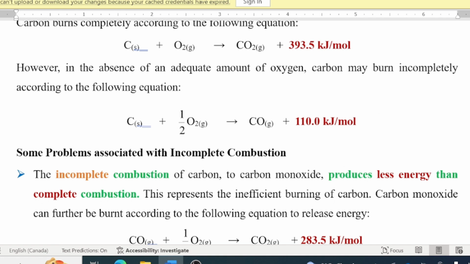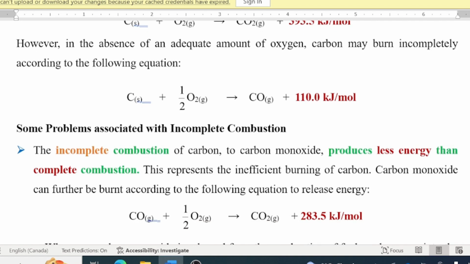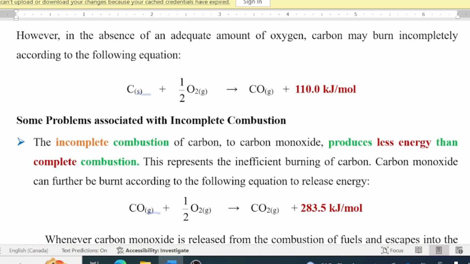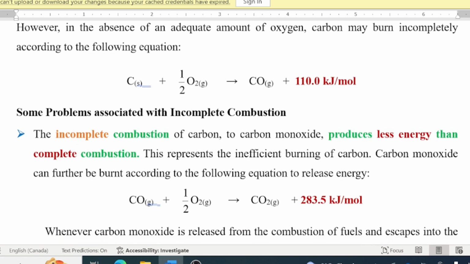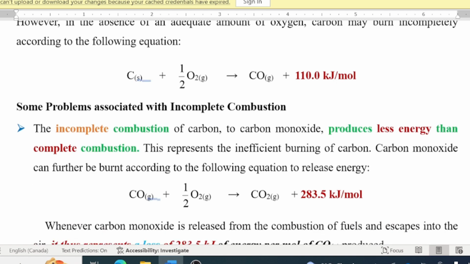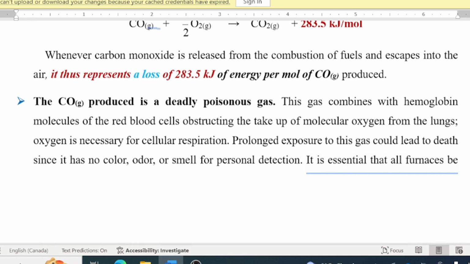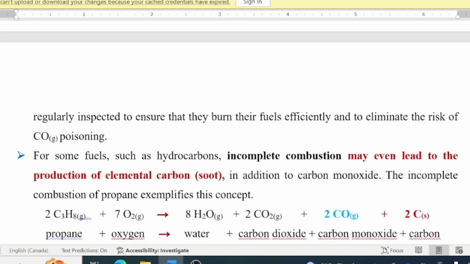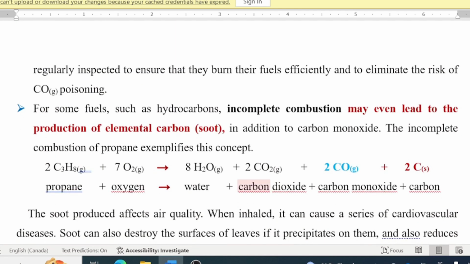If not, some amount of carbon monoxide, as in this example here, will escape, and the amount of energy locked up in this molecule here will be lost. So that is one of the advantages of complete combustion over incomplete combustion. This one is showing you incomplete combustion of propane gas.